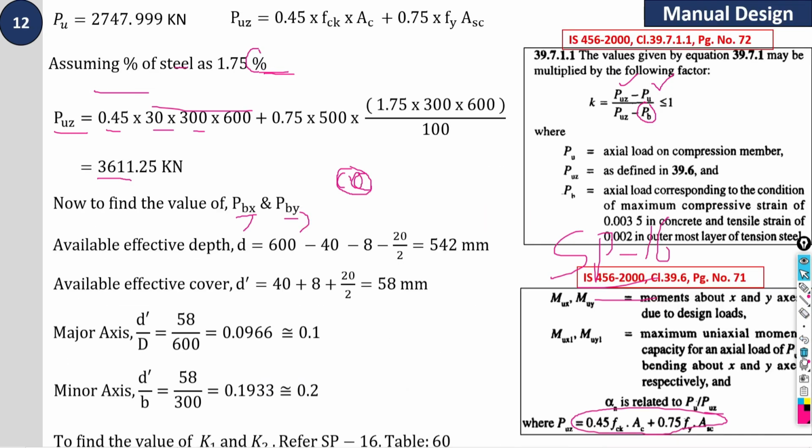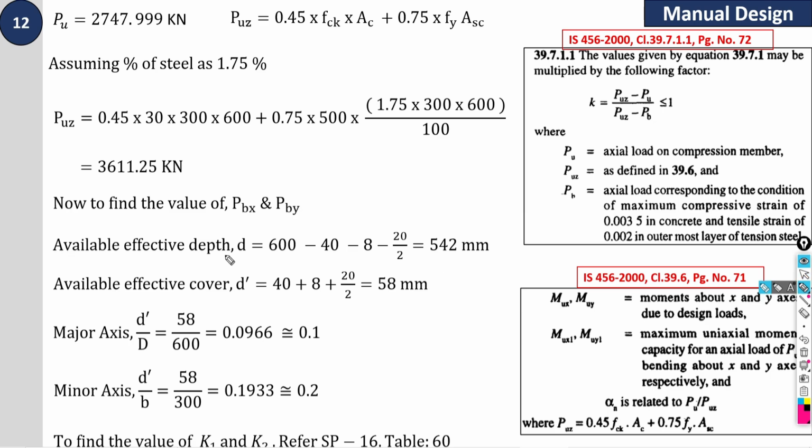See, the available effective depth is 600 minus clear cover for the column as 40, minus the diameter of the shear reinforcement, which I consider as 8, minus the diameter of the main reinforcement, 20, divided by 2. So we get effective depth as 542, and effective cover as 40 plus 8 plus half of 20, which is 58. For the major axis, d dash by overall depth is 0.1. D dash by overall width we get 0.1933. I round this value up as 0.2, and the other as 0.1.